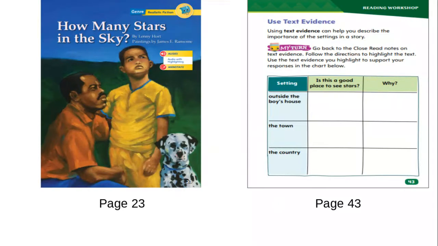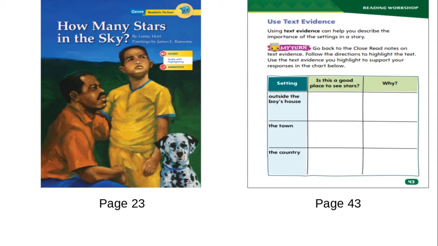Now, we will practice using text evidence to help us describe the importance of setting in the story. You will need your student workbook for Unit 1 and a pencil. So pause the video to make sure you have your supplies, your student workbook and a pencil. Okay, I hope you have your supplies.